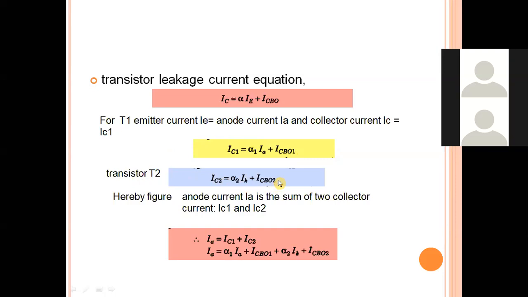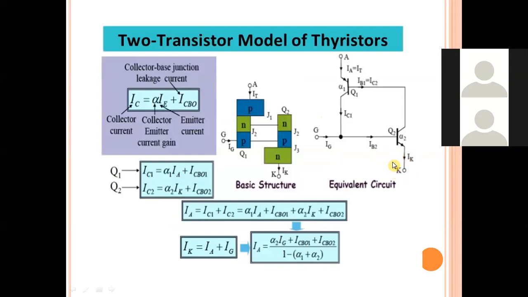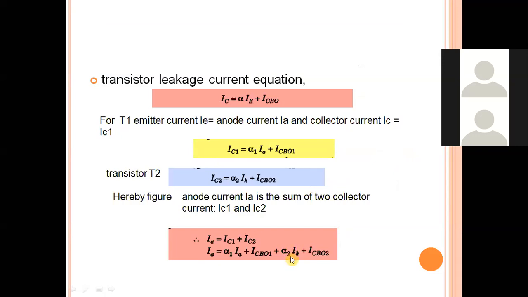As the anode current IA is equal to the sum of the collector currents of transistor 1 and transistor 2, you get IA is equal to alpha 1 IA plus ICB0 1 plus alpha 2 IK plus ICB0 2. But the cathode current IK is always the sum of the anode current and the gate current which is injected. So in place of IK, you represent IA plus IG.